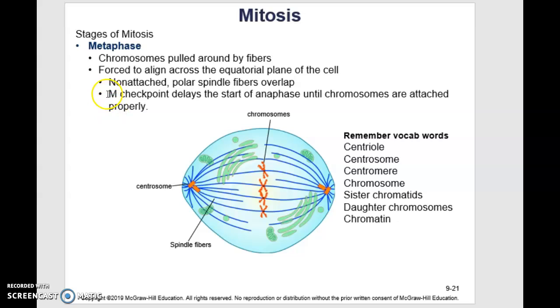Yeah, so that's where we're talking about that. It's called the M checkpoint. Now, I also wanted to stop here to remind you that we have some confusing vocabulary words that you need to make sure you can keep separate. So remember, these different words are centriole.